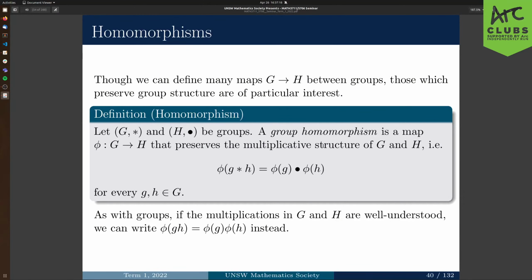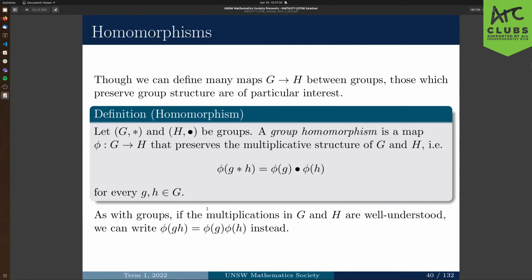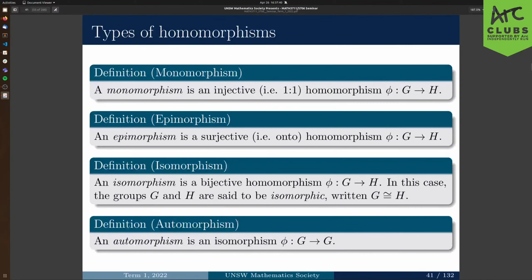A homomorphism is just any map between two groups which respects the multiplicative structure. So phi of gh is phi g phi h, that kind of thing. And again, as with groups and the multiplication, you basically just drop this star and this dot because we usually know what we're talking about most of the time. So that's the defining property of a homomorphism, that phi of gh is phi g phi h.